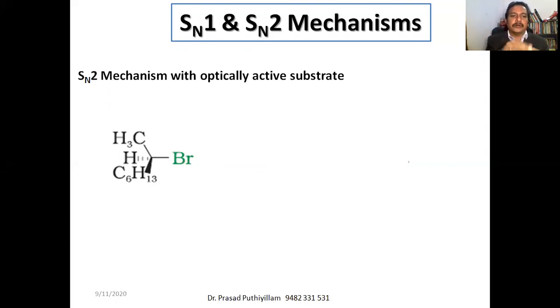The central carbon atom here is connected to a CH3 group, then to Br, hydrogen, and then C6H13. C6H13 means CH2, CH2, CH2, CH2, CH2, CH3. That is the molecule. So totally it contains 8 carbons. This is an octane molecule, not butane. Eight carbon atoms, therefore it is 2-bromooctane. And it has a negative sign.